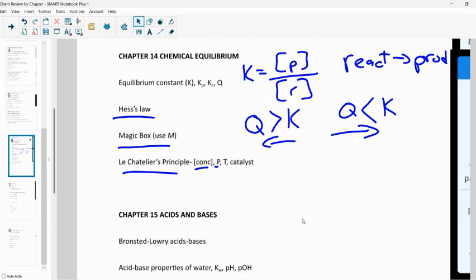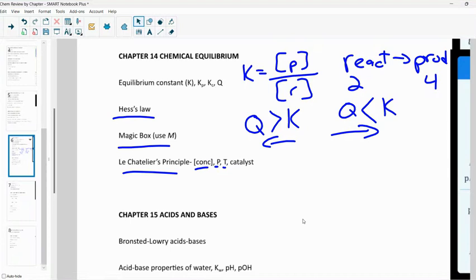Pressure, what does that only affect? Gases, all right? And let's say we have 2 moles of gas on this side, 4 moles of gas on this side. If I decrease the volume, the pressure increases. How does my system get back to equilibrium? I go to the side with fewer moles of gas. That's going to relieve some of that pressure by turning some of the side with more moles to fewer moles.